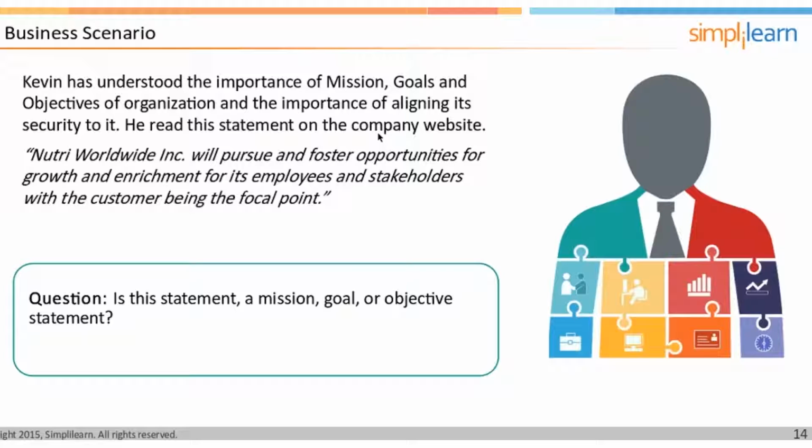I think it's a goal. You think it's a goal. Why do you think it's a goal? This is something that they're trying to strive for, but my mind is also saying it's a mission because it's very broad. Well, you've got to select one. I'm so sorry, CISSP only allows you one. I think it's a goal because they're trying to achieve a mission.